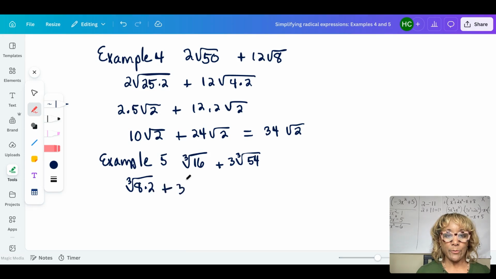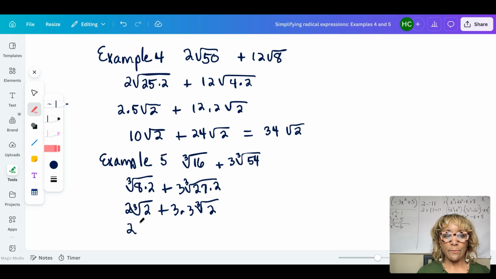And I'm going to rewrite 3 cube root of, and I'm going to do the same thing for 54. So that would be 27. Okay. There are certain numbers you're going to learn to memorize and think of that have cubes, and that's 8 and 27 and on like that. Okay. So now I'm going to take the cube root of 8, which is 2, cube root of 2, plus 3, and the cube root of 27 is 3 times the cube root of 2.